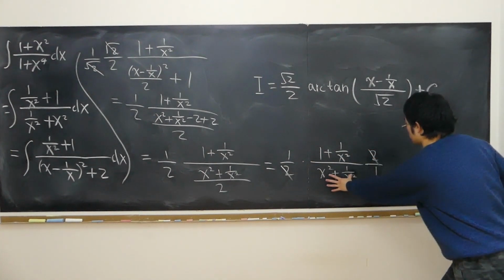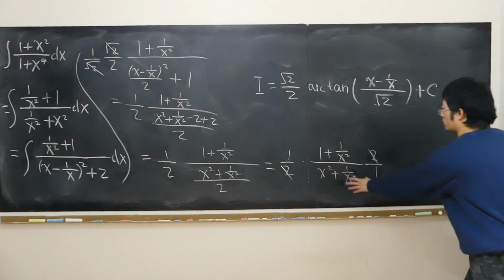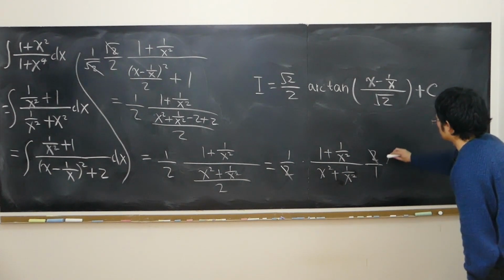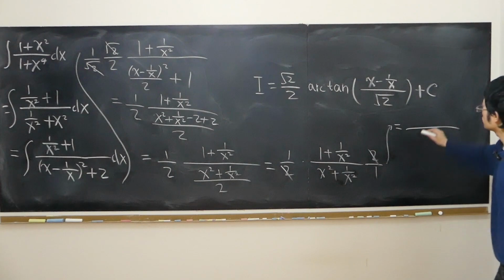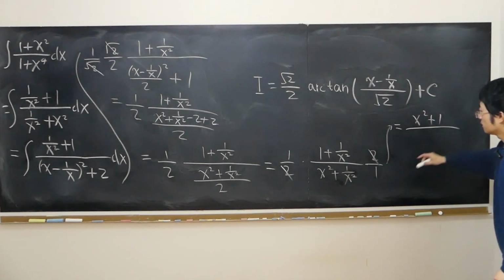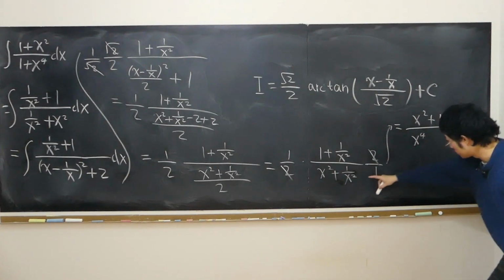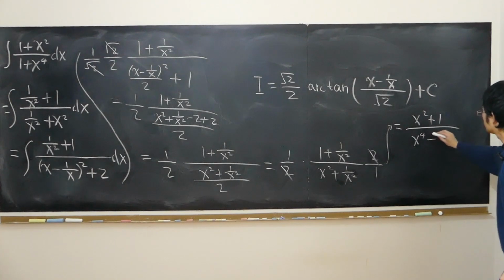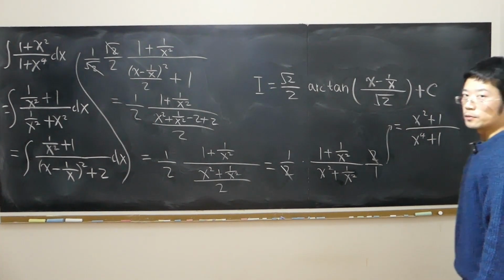We're left with this. Further simplify by multiplying everything by x squared. That will give us, on top, x squared plus 1, and on the bottom, x to the fourth plus 1, the middle terms cancelling. Okay, does that match? Yes, that means we're correct.